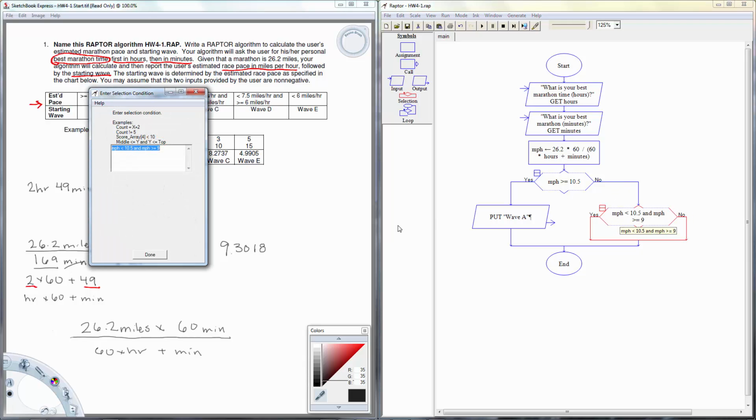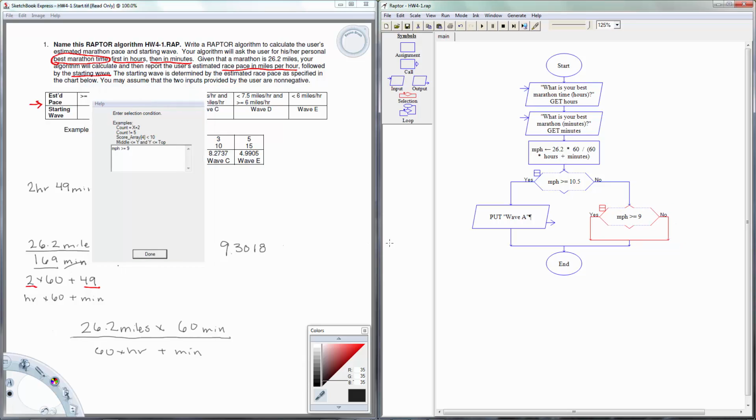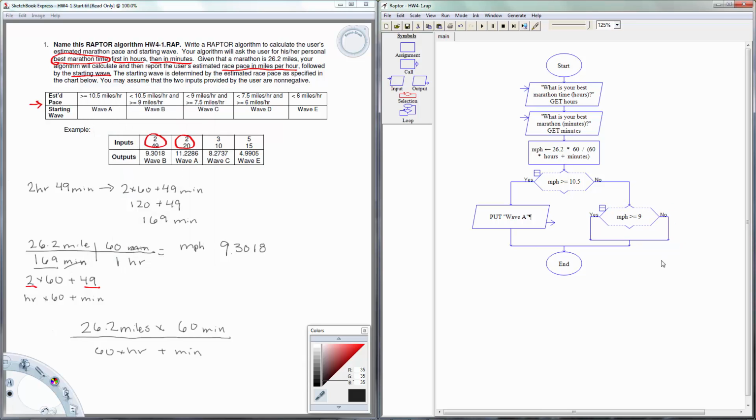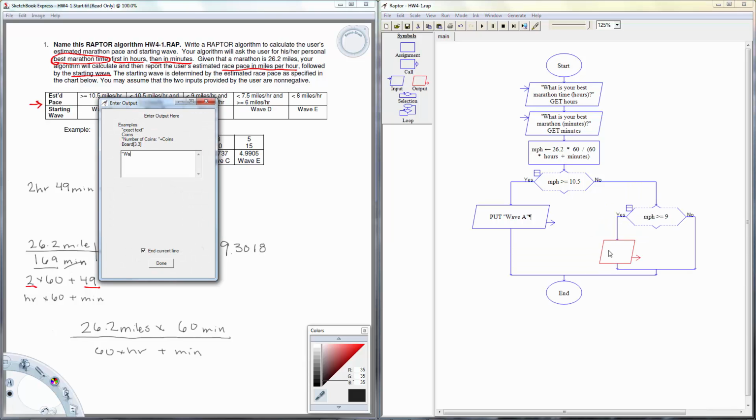So I'm going to simplify my selection and I'm actually going to remove that part, so that now we're just checking to see if the miles per hour is greater than or equal to 9. And again, if we're here, we already know that the miles per hour is less than 10.5. Our output should be wave B.